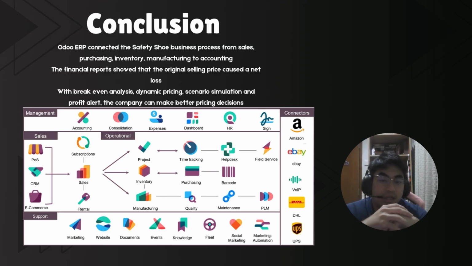In our case, the report shows that the company has a loss, so we used break-even analysis, dynamic pricing, scenario simulation, and profit alert to support the business decision. Overall, our team worked very hard on these Odoo workflow processes, preparing screenshots, writing the report, and building the presentation.